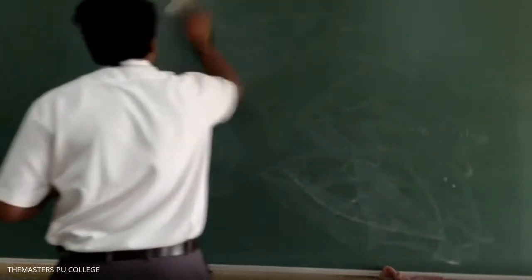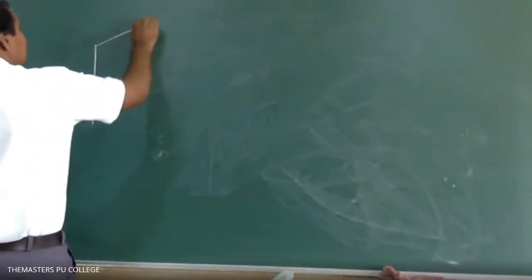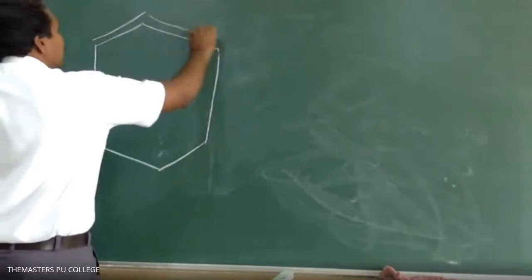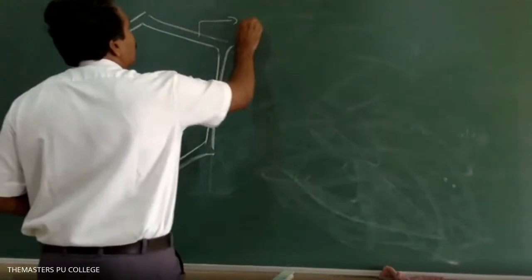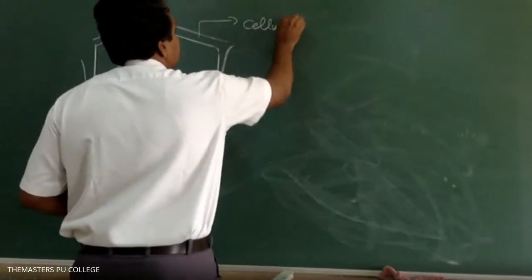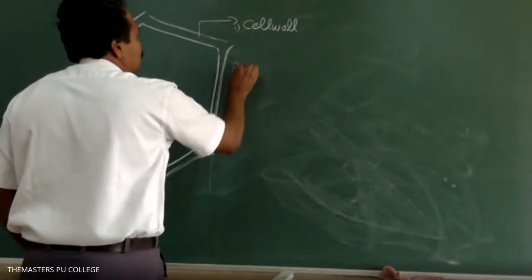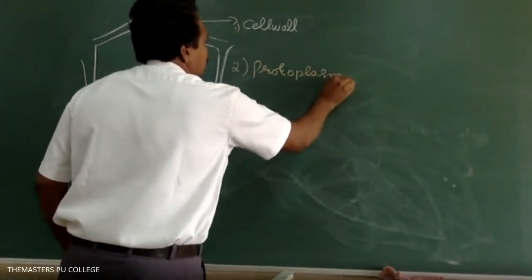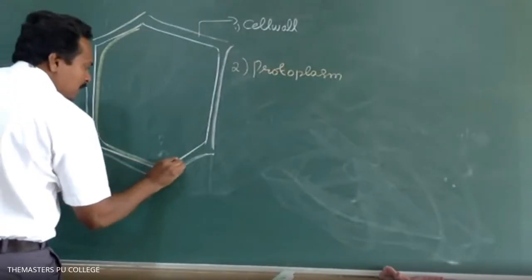What are the major parts of the cell? Mainly the cell consists of two parts: the cell wall and the protoplasm. The protoplasm is differentiated into protoplast and protoplasm. It consists of cell membrane, nucleus, and cytoplasm.